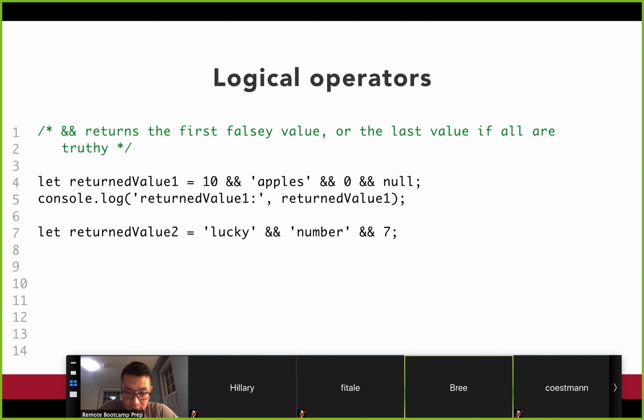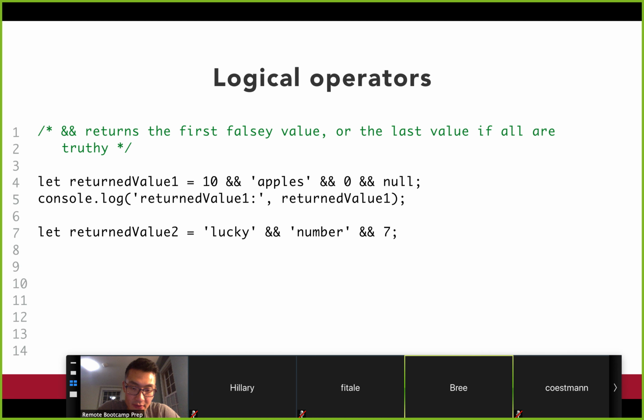And so on the other hand, on line 7 there, if I try to take a look at this chain, the first thing I check is the string lucky and say, is that true or is that false? And it's a non-empty string, so it's true. Okay, next thing I check, the string number. Is that true or false? Well, it's a non-empty string, so it's truthy. Great. The next thing I check, the number 7. Is that truthy or falsy? Well, it's a non-zero number, so it's truthy. Great. And at that point, I return back 7.